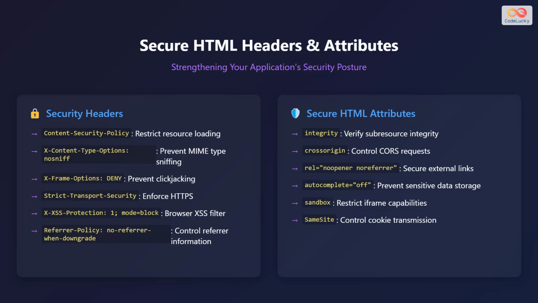control referrer information. Moving on to secure HTML attributes, we have integrity to verify subresource integrity, crossorigin to control cross-origin resource sharing requests, rel equals noopener noreferrer to secure external links, autocomplete equals off to prevent sensitive data storage, sandbox to restrict iframe capabilities, and SameSite to control cookie transmission.